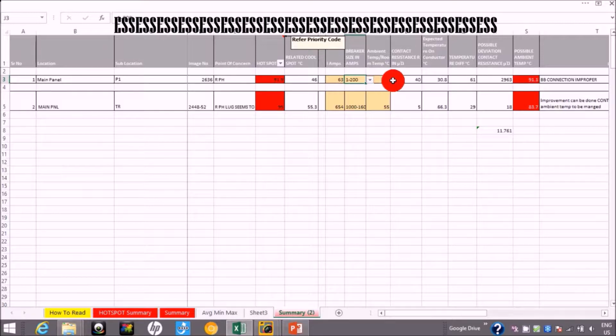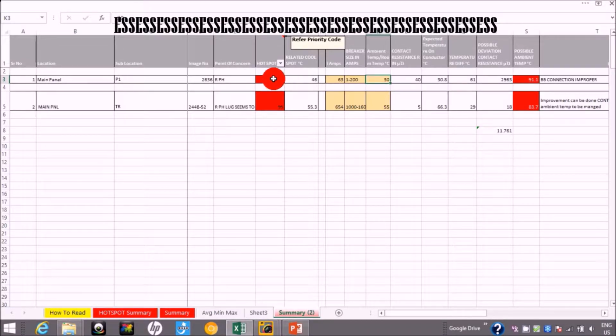So okay, we'll go ahead. Now then, expected temperature on a conductor. So now if you see 63 ampere is flowing, breaker size is 200 ampere. That means the ideal contact resistance should be 40 micro ohm, and the room temperature is 30. Then what is the expected temperature the conductor will be having? So the conductor will be having 30.8. So 0.8 is the rise over ambient.